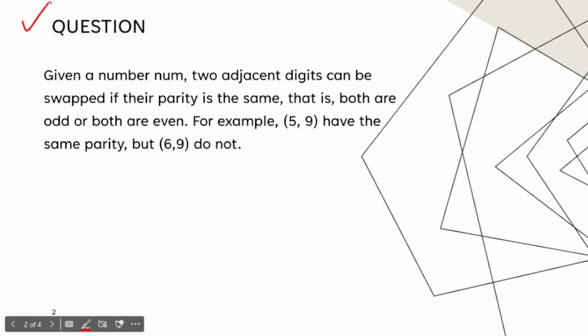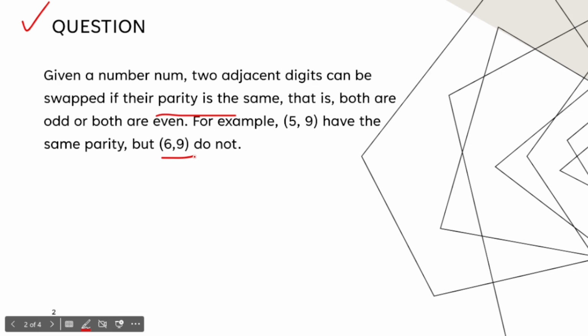Given a number num, two adjacent digits can be swapped if their parity is the same. Parity being the same means both are odd or both are even. For example, 5 and 9 have the same parity but 6 and 9 don't. 5 and 9 are both odd numbers, so they have the same parity. It means you can do the swapping.